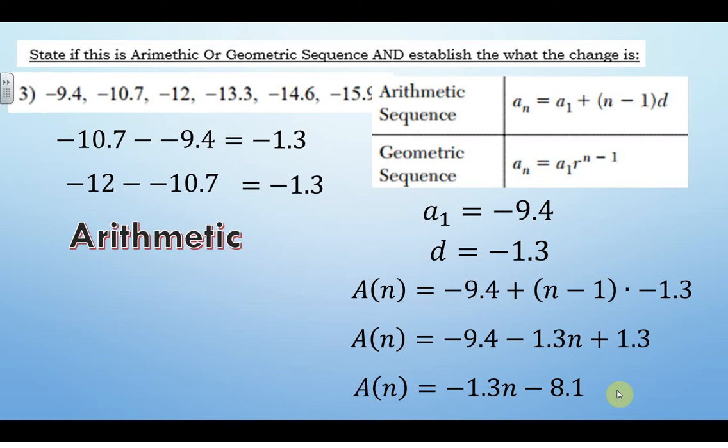So if you plug in 1, you'll get negative 9.4. If you plug in 2, you'll get negative 10.7, so on and so forth. Now, we like it this way. This is technically not wrong. We like it this way. You should always simplify. Always.